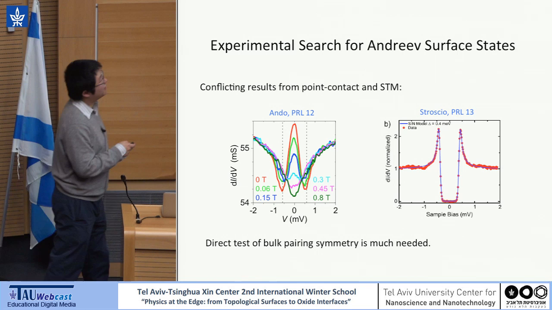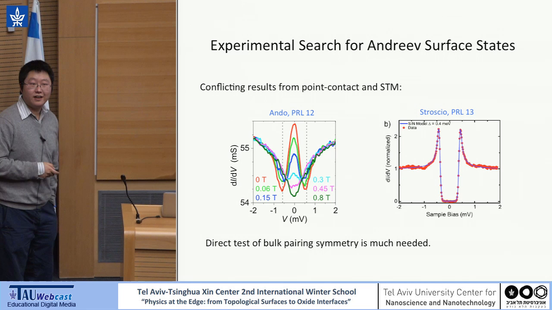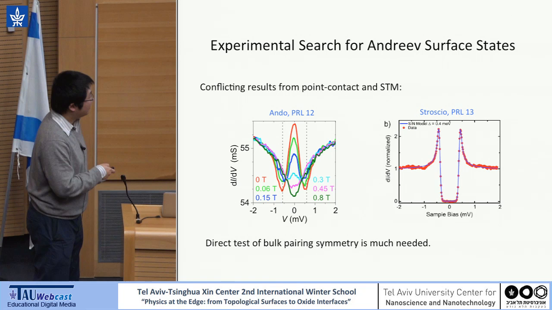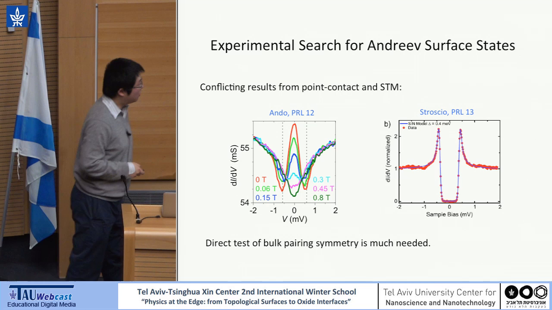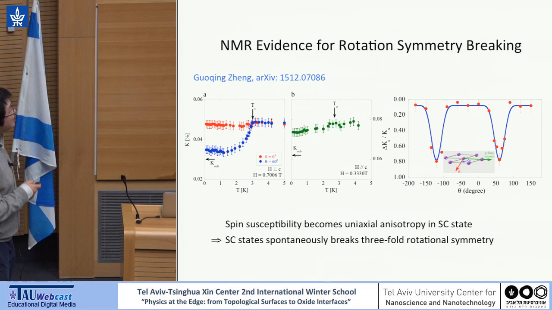One of the great things about topological superconductors is that in order for it to be topological, the bulk has to be odd-parity pairing. So there's interesting physics in the bulk. In view of these conflicting results on the surface, it's really important to search for a direct test of the pairing symmetry in the bulk. And very recently, one of those experiments has been carried out. This is an NMR experiment from Guo-qing Zheng's group in Japan.